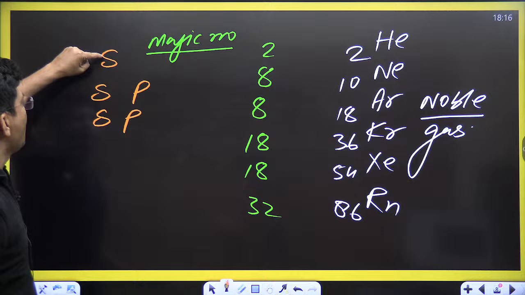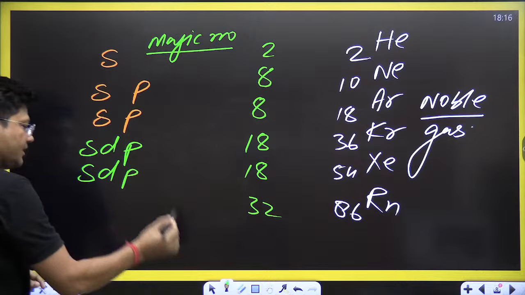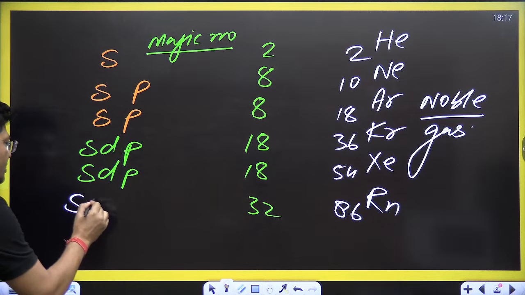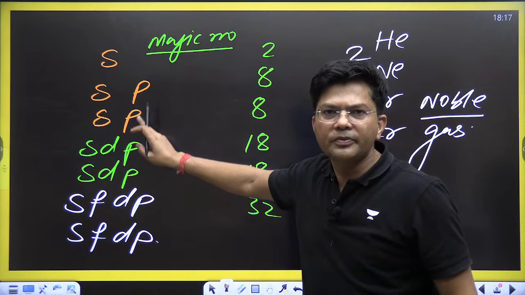Then SDP, then SDP, and then SDP. This is the periodic table. Everyone say, Sunday morning, sip, sip, 2 times sip, then 2 times SDP, then SDP.